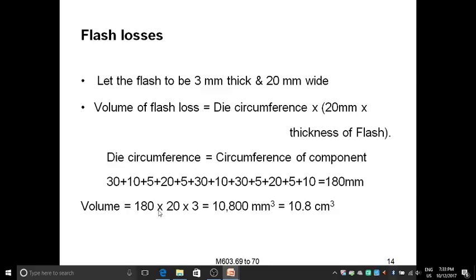So this 180 mm is multiplied with 20 mm width and 3 mm thickness. So you will get this volume. You convert this into cubic centimeters. You simply multiply with 10 to the power of minus 3. So 1 cubic millimeter is equal to 10 to the power of minus 3 cubic centimeters. So you multiply with 10 to the power of minus 3 to convert the value from cubic millimeters to cubic centimeters. So now you have obtained this volume.